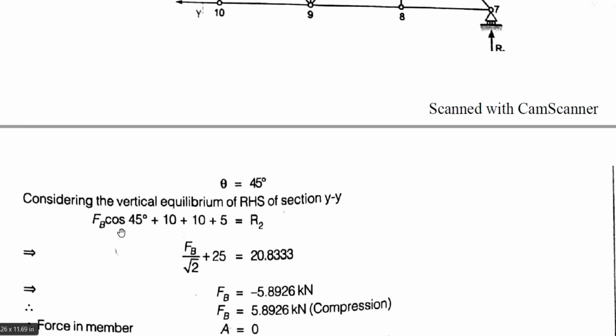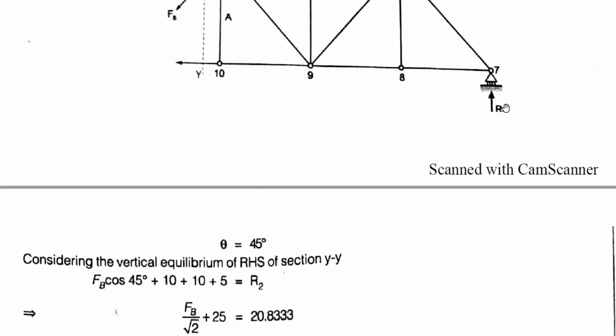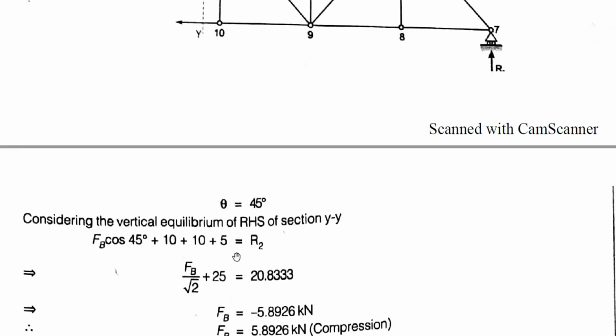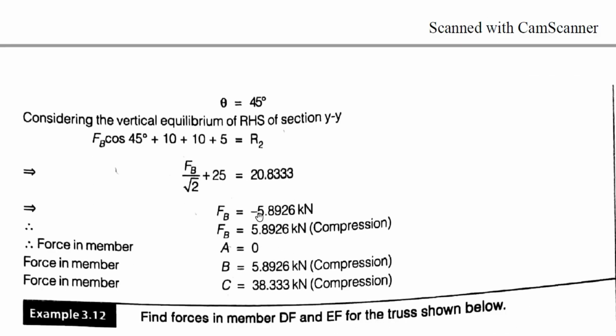So FB cos 45 degrees plus 10 kilonewton plus 10 kilonewton plus 5 kilonewton minus the R2 value is equal to 0. R2 will be on the right side here. So FB cos 45 plus 10 plus 10 plus 5 is equal to R2. We know the value of R2 is 20.833, so FB upon root 2 gives the value. So FB is equal to minus 5.8926 kilonewton. The minus sign indicates it is in compression in nature. Therefore the force in member B is 5.89 kilonewton compression.